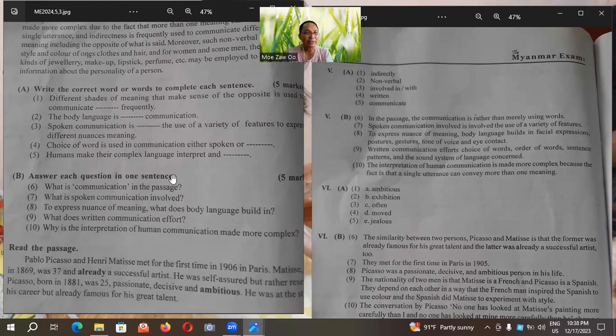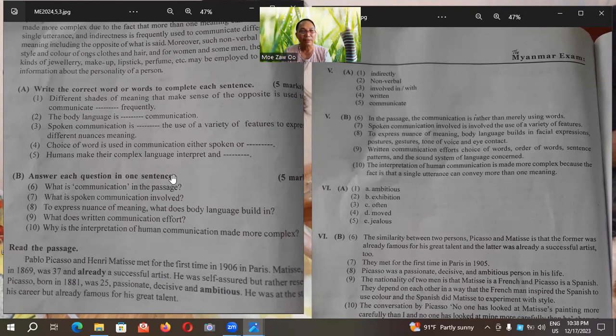Number 8. To express nuances of meaning, what does body language include? To express nuances of meaning, body language includes facial expressions, posture, gestures, tone of voice, and eye contact. Now, number 9. What does written communication exploit?